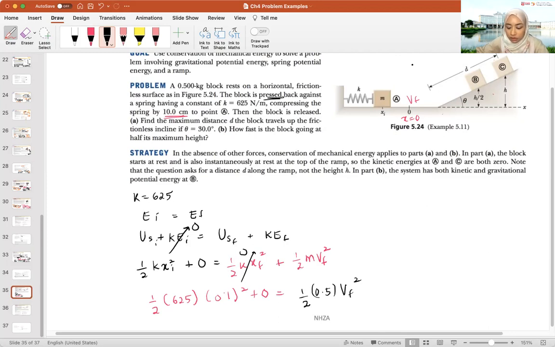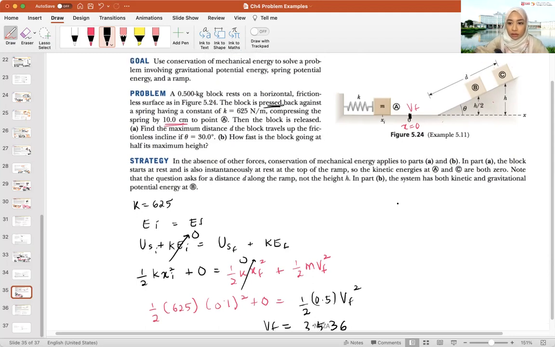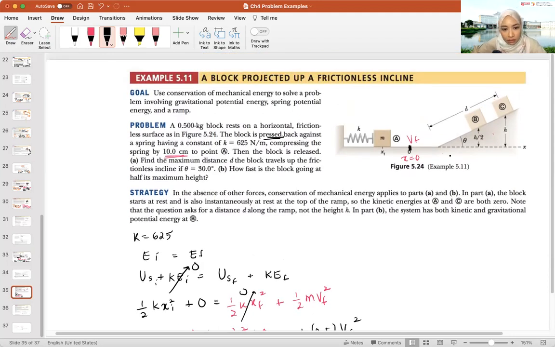Times 2 divided by 0.5, square root that. So I would know that my V final is 3.536. Kalau saya patah balik ke sini, tapi tu dekat point 0. Saya tak nak tahu kat point 0 pun. Saya nak tahu, kita nak tahu how far will the block go.